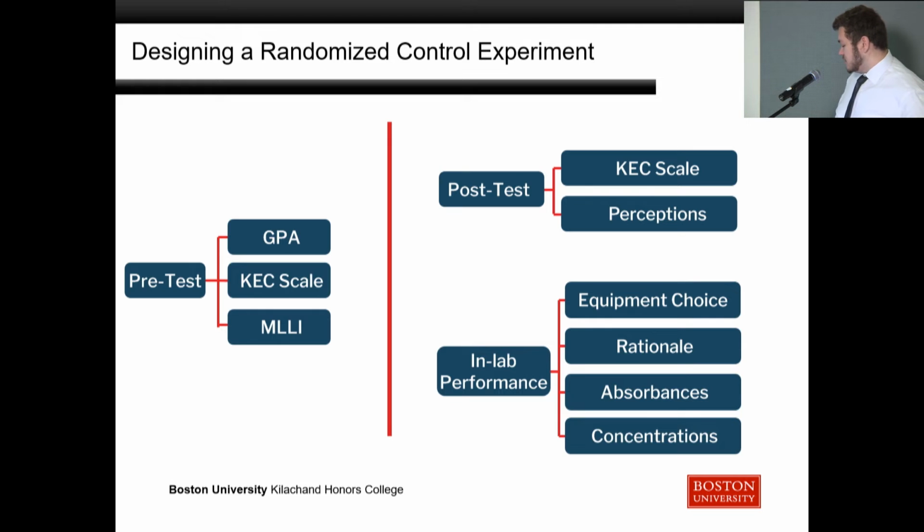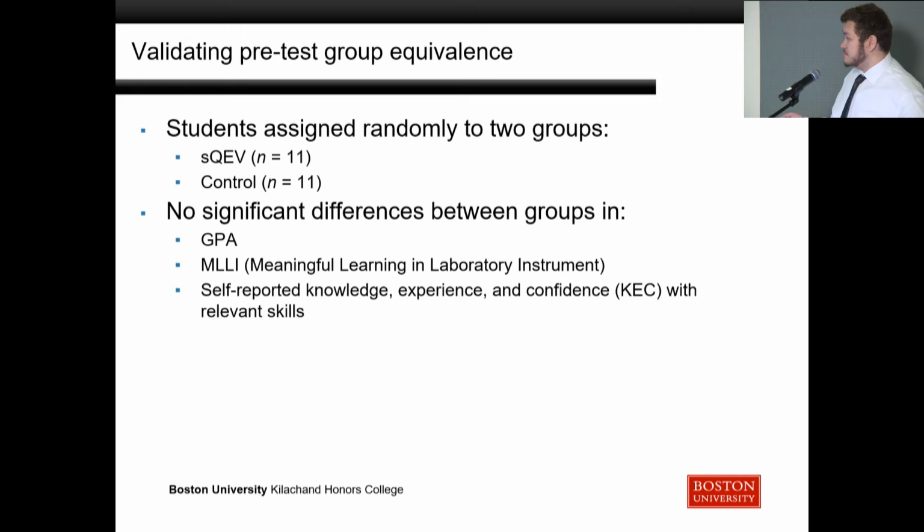During the experiment, I collect their equipment choice, so what equipment they choose to use and how they choose to use it, including any mistakes they make, the rationale for choosing that equipment, their absorbances, and their concentrations, which are measured outcomes. In post-test, I take the same confidence, experience, and knowledge scale, and additionally, I collect their perceptions of their assigned learning method.